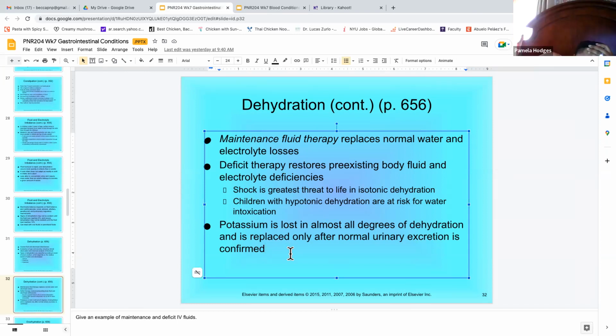Because too much is deadly. Too much is deadly. Very good. So if you overshoot and their kidneys aren't working, you could put them into cardiac arrhythmia. So you wait till their kidneys are working normally and they're peeing before you start replacing their potassium, because you don't want to make them hyperkalemic.